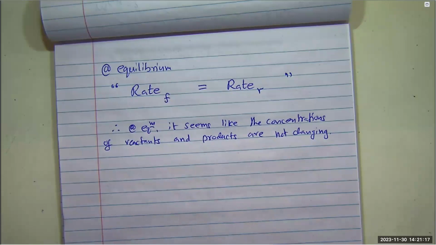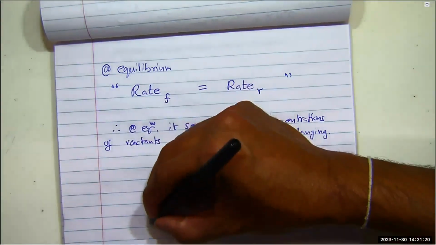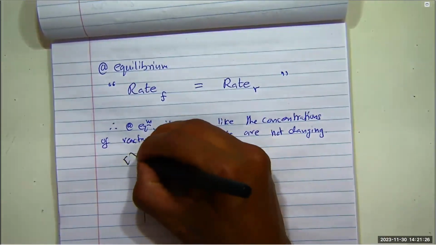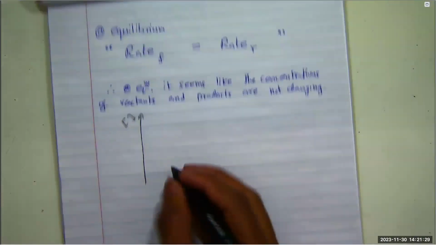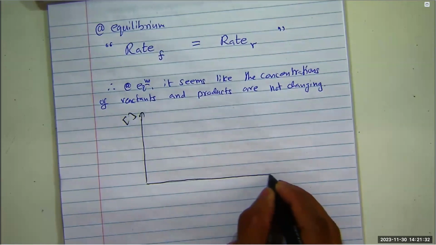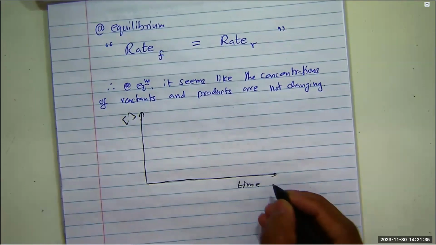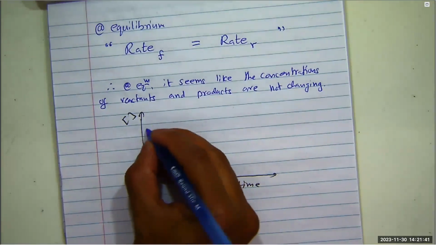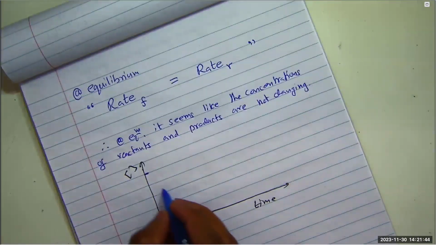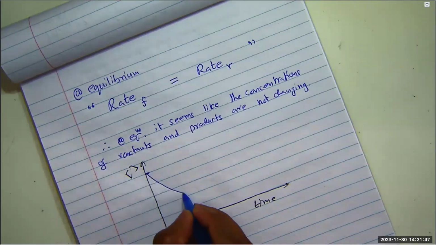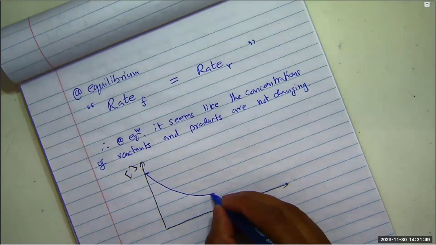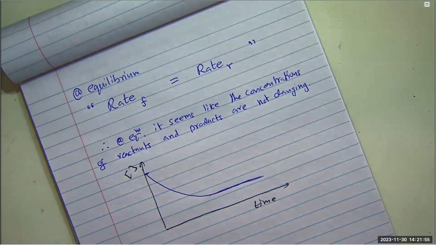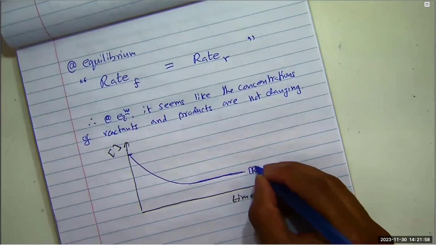If you are more graphically oriented, I'm going to draw this as well. Let's say that we have concentrations on the y-axis, and time on the x-axis. At the beginning, we have a high concentration of reactants. With time, the reactant concentration decreases until it reaches a constant value. It seems like it's constant after some time. This is my reactant concentration.